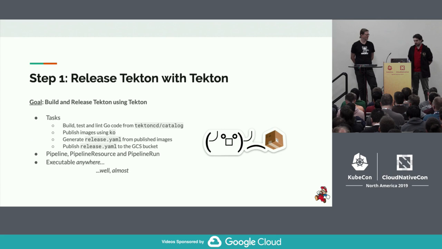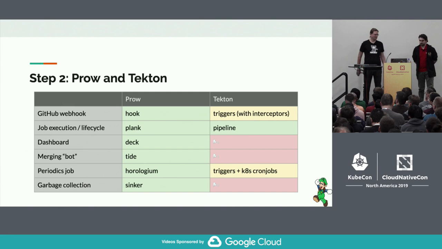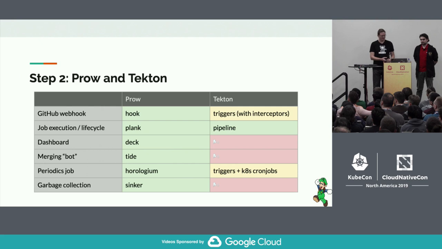It's already better. So then I guess we sat down and tried to build a comparison between what we have, Prow, and what we're trying to do, Tekton. And so there is a lot of red and yellow on the right side. But for Hook, we introduced the Triggers project we mentioned earlier. Together with Interceptor, it allows us to do something similar to what we have with Prow and Hook. So this is actually improving and getting towards the green now.